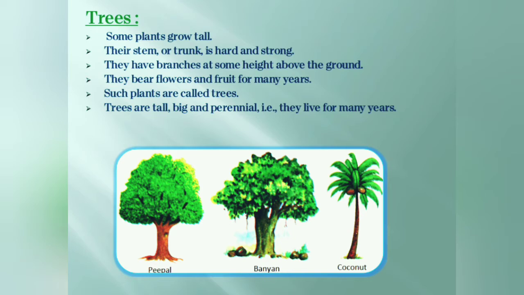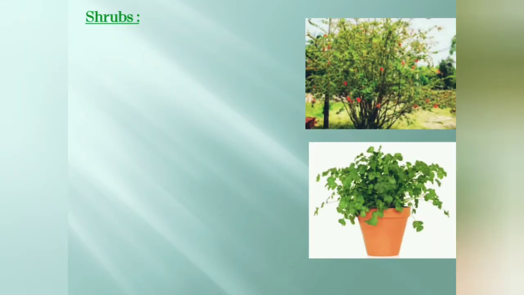Now, trees are tall, big and perennial. They live for many years. So what is the meaning of perennial? Those trees which can live for many years. And then shrubs. So what are the shrubs?